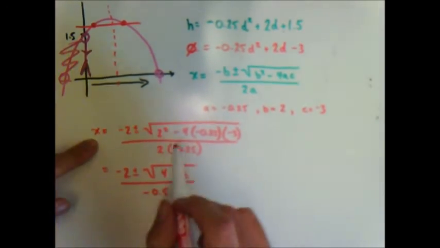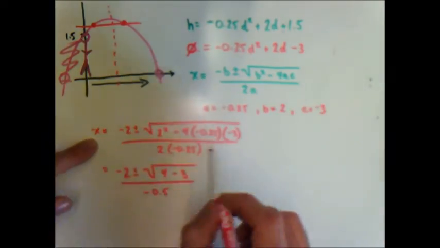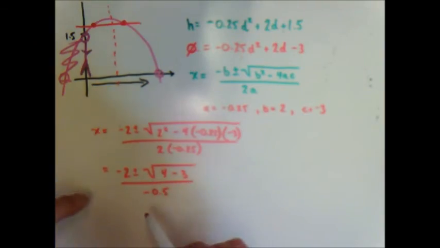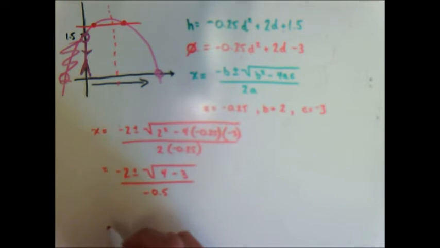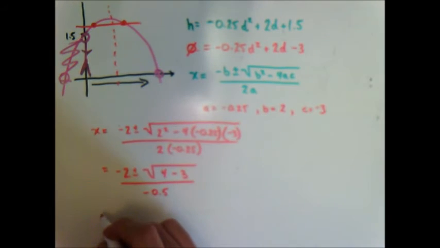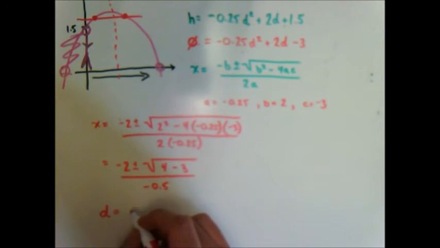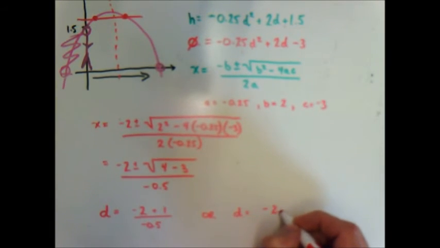And I'm still using x. We know that in this case x is being replaced by d, so d equals these things. So when we're finding x here, for this application, it's actually the horizontal distance, which is represented by d in this problem. So here we have our two answers. I can reduce this under the square root. 4 minus 3 is 1. The square root of 1 is 1, because 1 times 1 is 1. So we have two options here for d. Either d equals negative 2 plus 1 over negative 0.5, or d equals negative 2 minus 1 over negative 0.5.